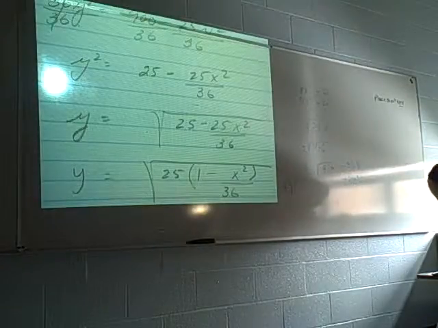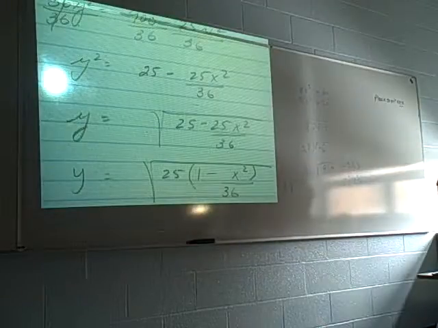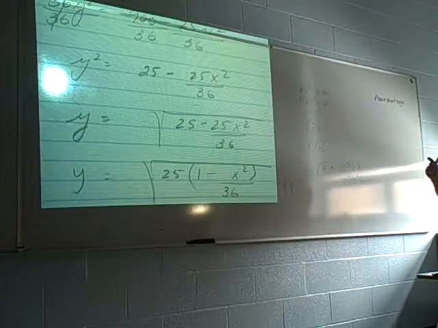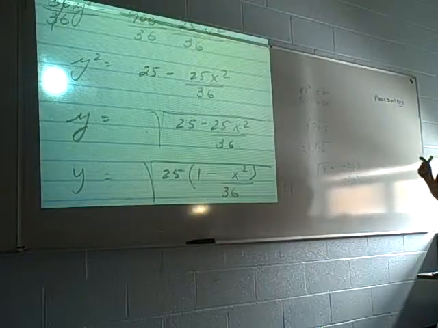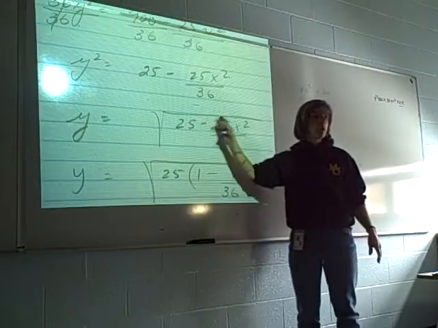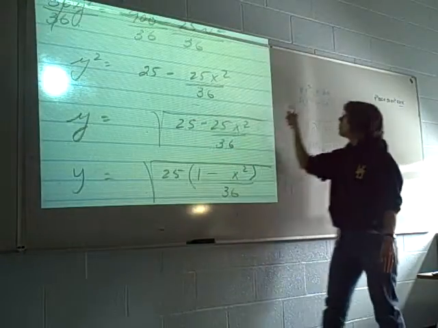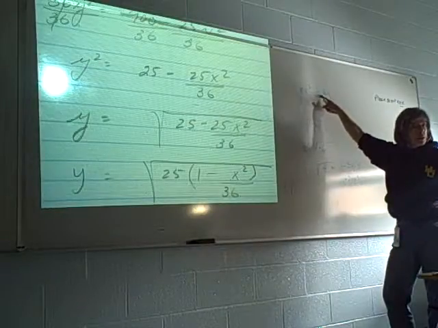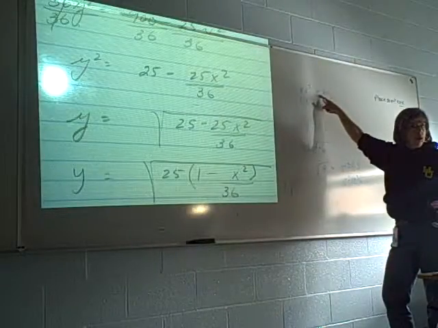I'm sorry, what did you say, Cassie? I remember figuring out yesterday, and now I'm not sure how you got from the 25 minus 25x squared over 36 to 25 times 1... She took out the greatest common factor. Just like here, I found the greatest common factor between these two. Could I find the greatest common factor right here? Yeah, but one of them is a fraction. I don't like fractions.